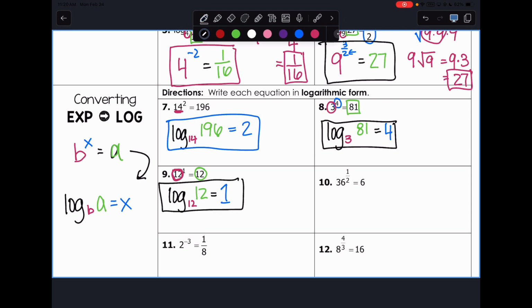Questions? You good? All right, here we go. One more time. Base. The argument or answer, and then our exponent.